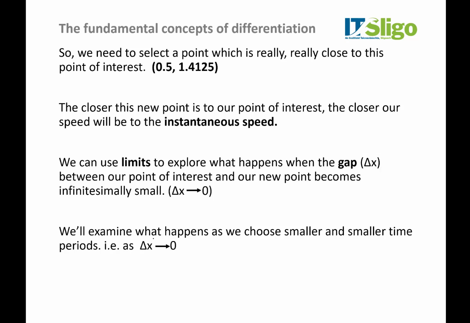So again, guys, just to re-emphasize, we have only 1 point of interest, this one. But in order to find the slope, we need another point. That new point is going to be extremely close to our point of interest. And the closer we make those 2 points, in other words, the smaller the gap between them, the closer and closer we're going to be to the instantaneous speed. That's the whole premise that derivatives, or differentiation, are built on.